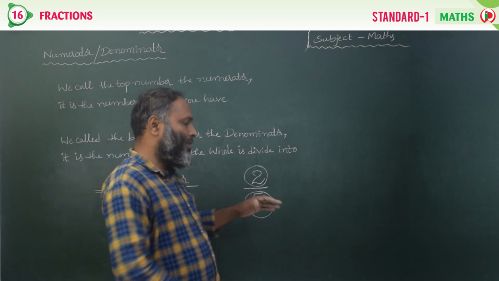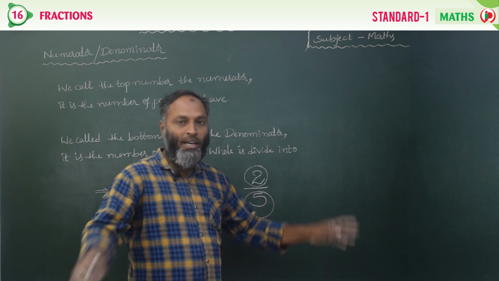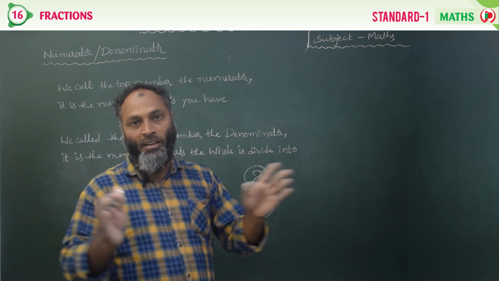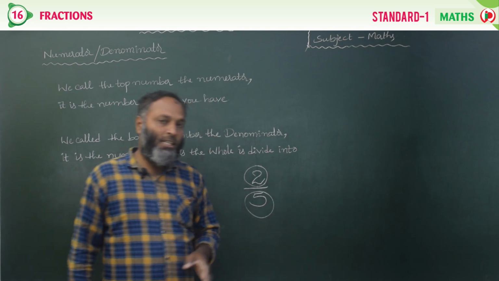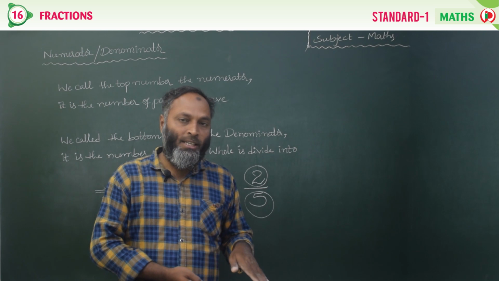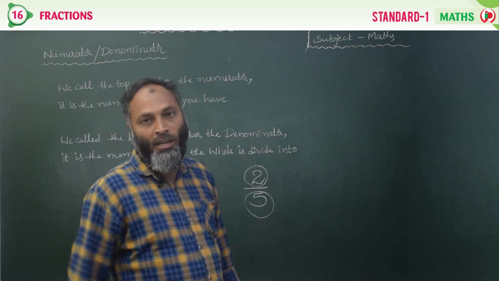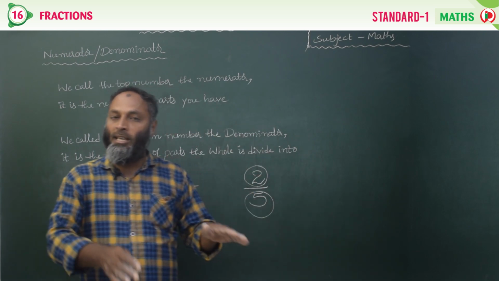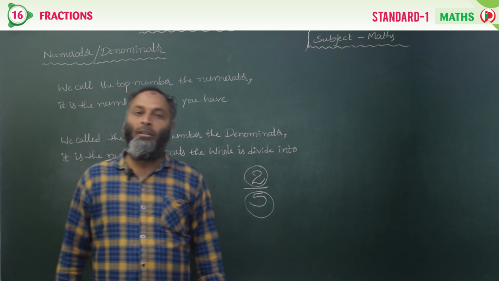The total number of parts the whole pizza is divided into is the denominator. The down one is the denominator, the top one is the numerator. Okay, so this is about numerator and denominator. Okay students.